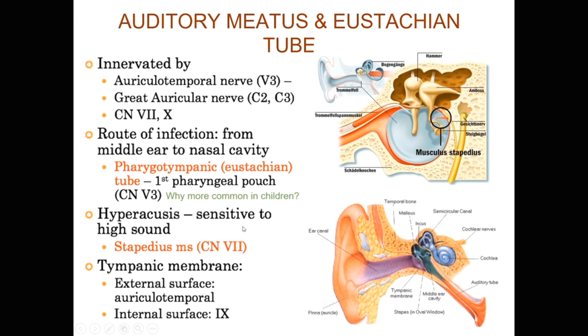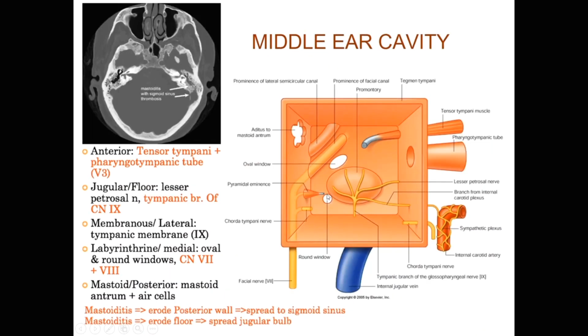Hyperacusis. So this is sensitivity to high sound. This is usually due to paralysis of the stapedius muscle. So the stapedius, or your tensor tympani from cranial nerve 5, these hold the tympanic membrane tight, so when there's loud, intense sound, it kind of dulls it, so it's not as sensitive. But if you paralyze those muscles, you can't compensate for that loud sound, so they're going to be very sensitive to it. And that's pretty much it for that.